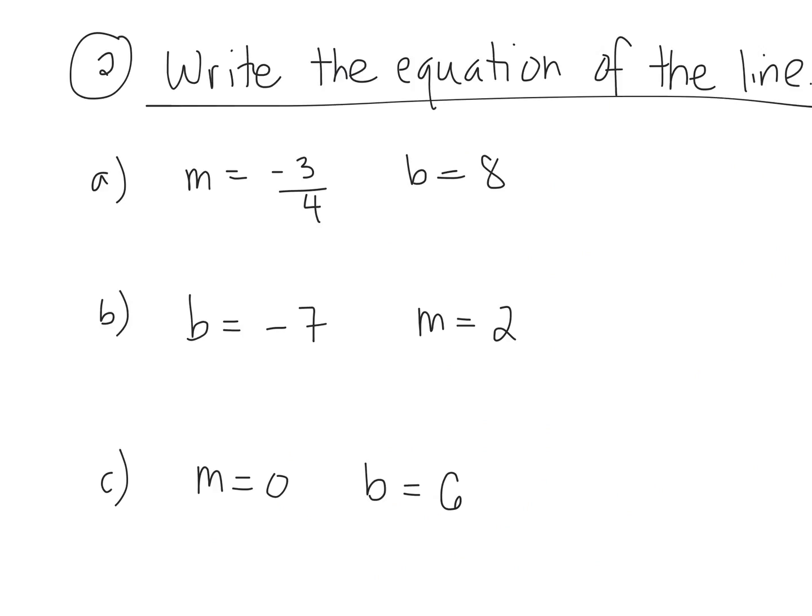So you're writing the equation of the line in slope-intercept form. So in the form y equals mx plus b. Okay? Y equals -3 over 4x plus 8. The x comes after the slope. Okay?